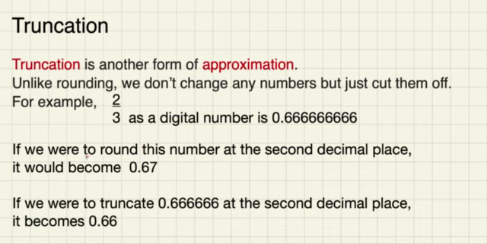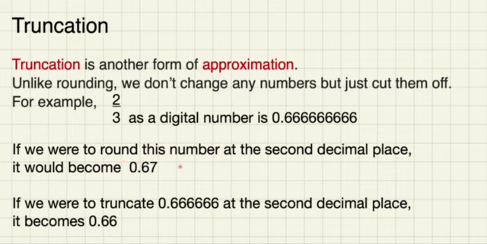If we were to round this number, then if you remember, what we do is that, for instance, if we rounded it to the second decimal place, which is over there, we would then see this number, and if it's over 5, then we would increase this number. So it would become 0.67. Now, this is what we would do if we were asked to round this number.